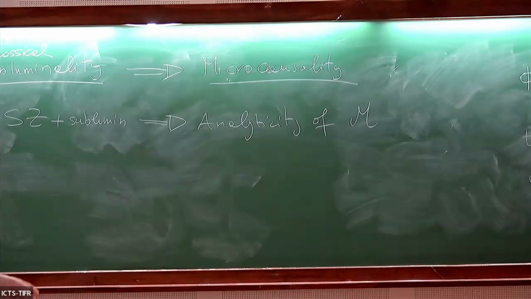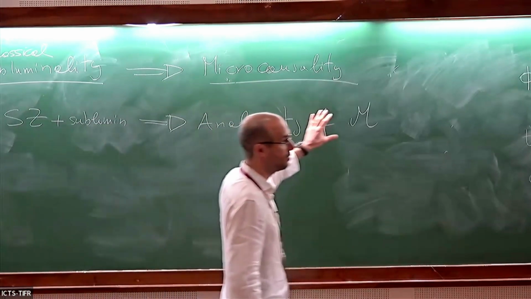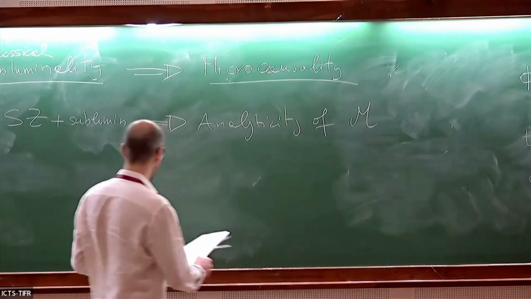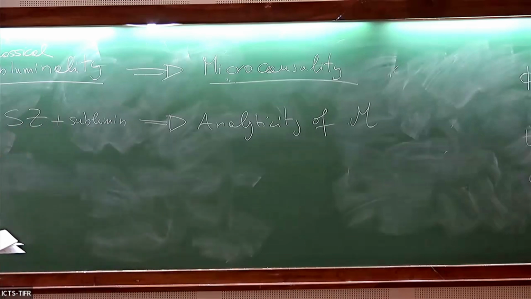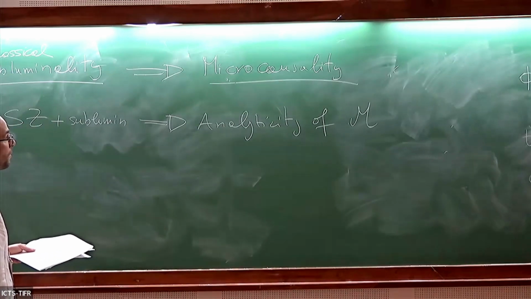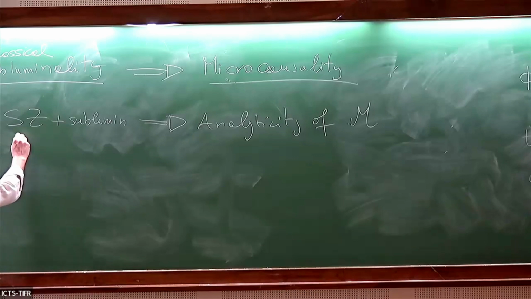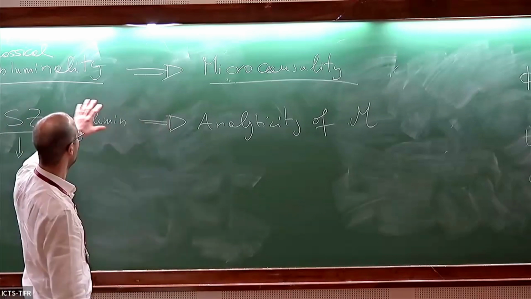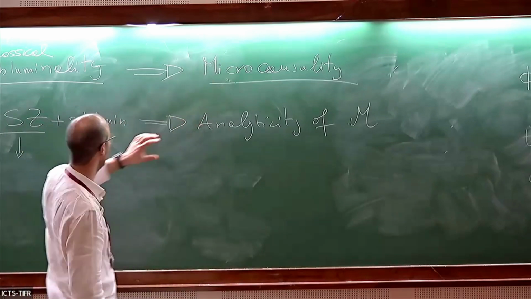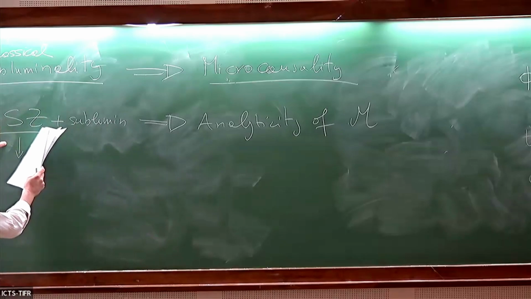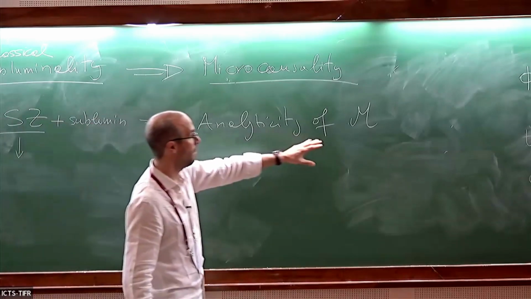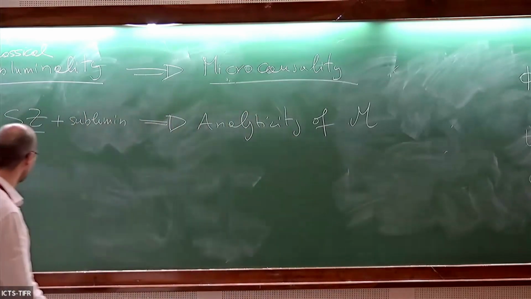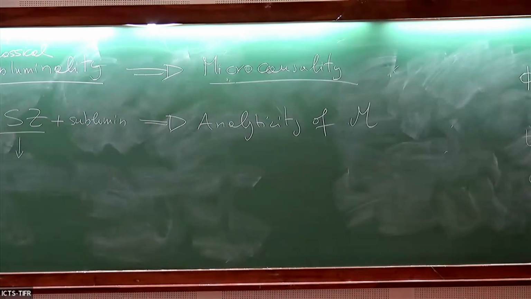Okay, maybe I will not have the time to discuss this now, but let me just say the following. The second step I want to show you is that we establish that subluminarity implies microcausality. Now I want to use microcausality in the LSD reduction formula to show that the amplitude is analytic in the variables. So the strategy is the following.